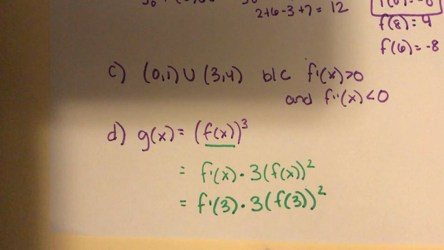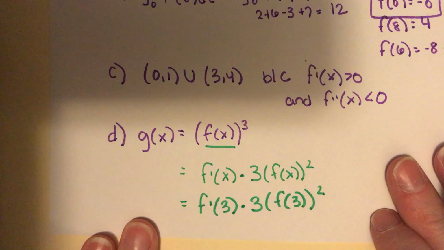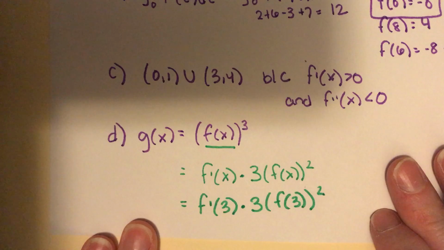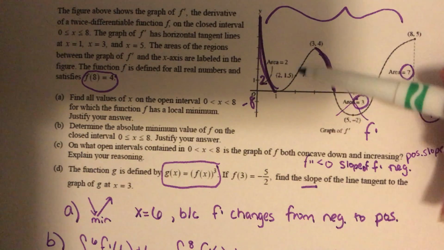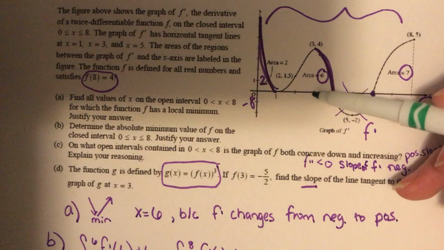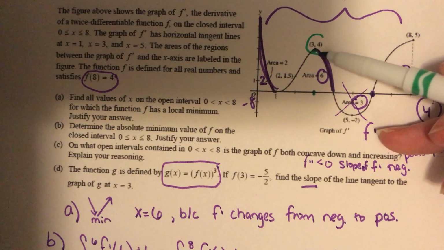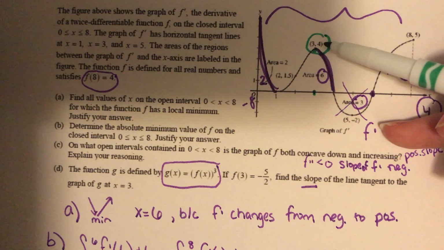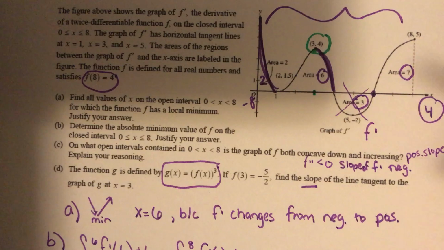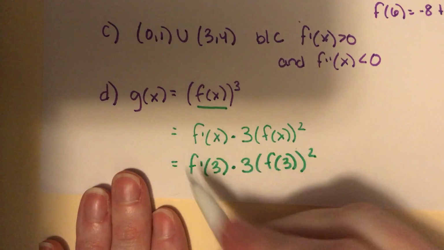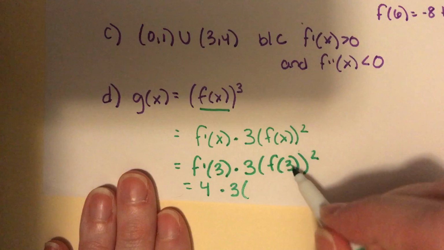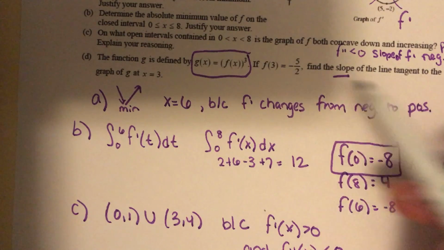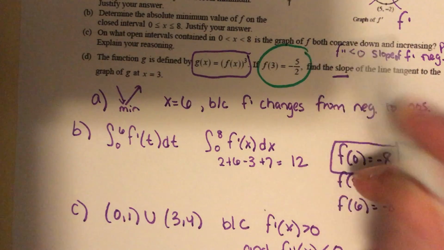So f prime of 3, let's see, do I know anything about that? Nope, not from the question, but I have a graph here. So the derivative at 3, if I find 3, which is right here, puts me at this point right here. The derivative at 3 would be 4 because this is a graph of the derivative. So I'm going to plug in 4 times 3. F of 3, they give us right in the problem here. F of 3 is negative 5/2.